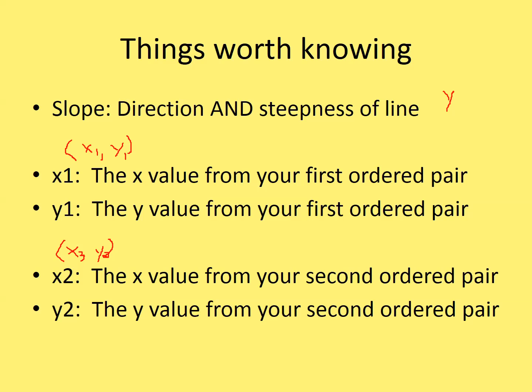And you might remember that slope is rise over run, so we put our y's on top and our x's on the bottom. Rise over run. So this is the change in height over the change in left and right movement. So if you use this, you can find the slope of a line.